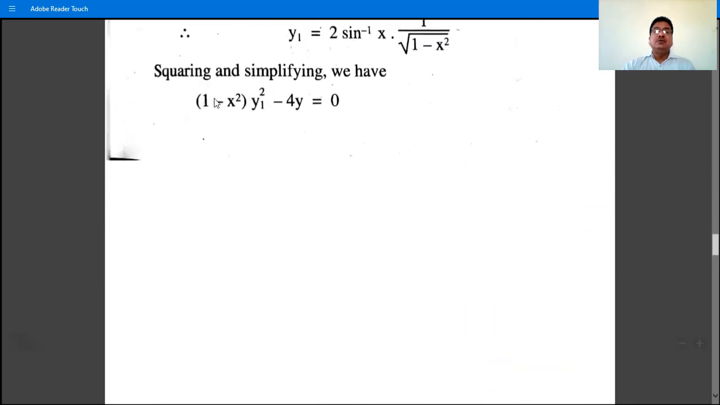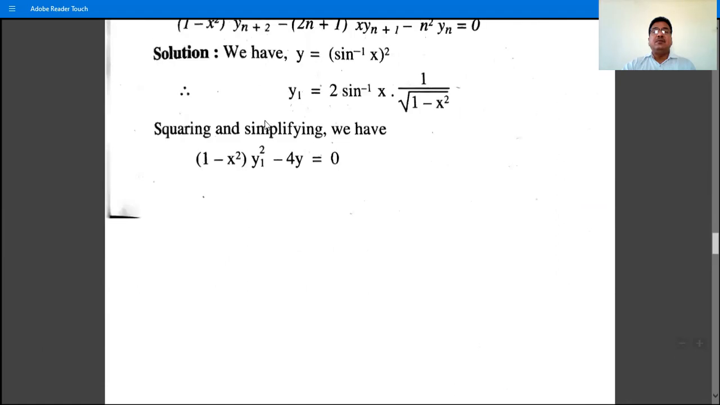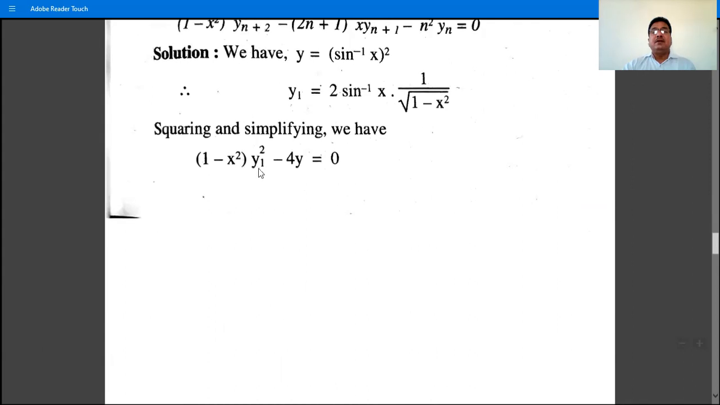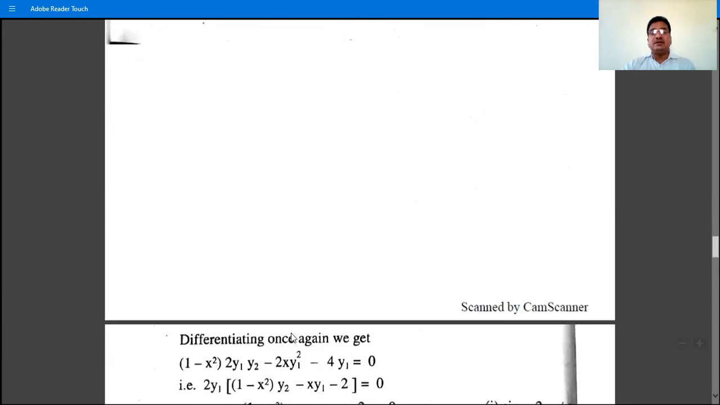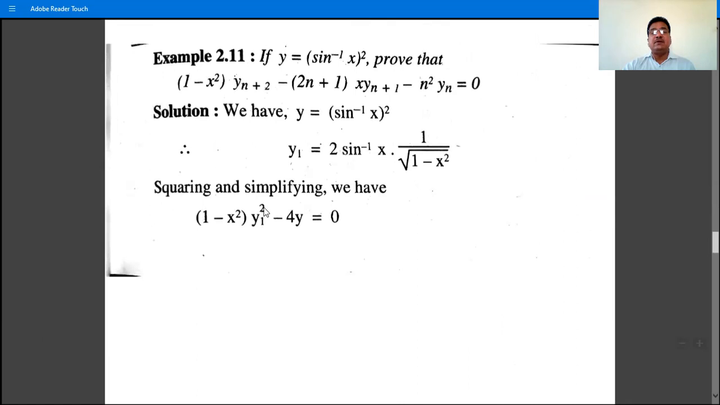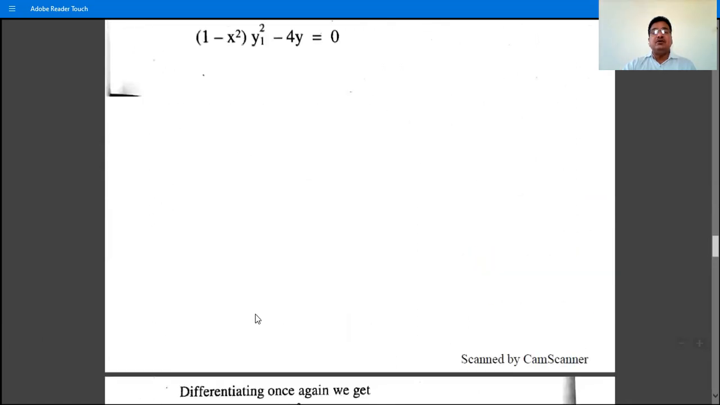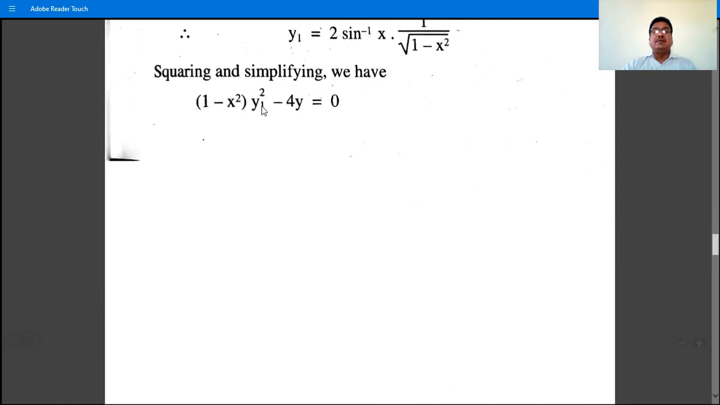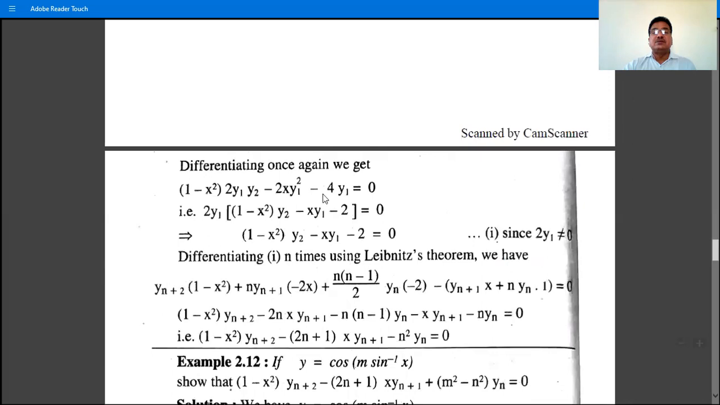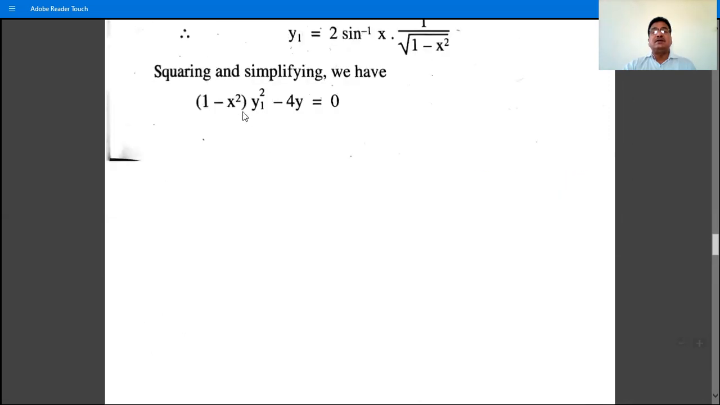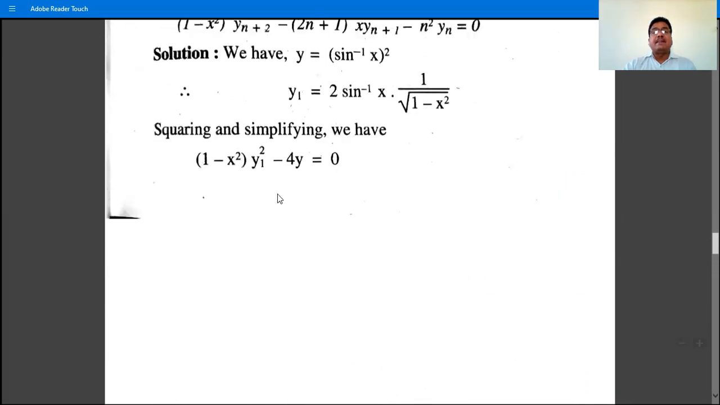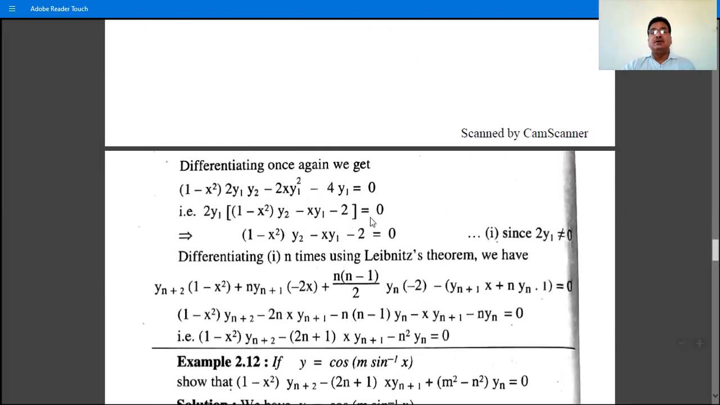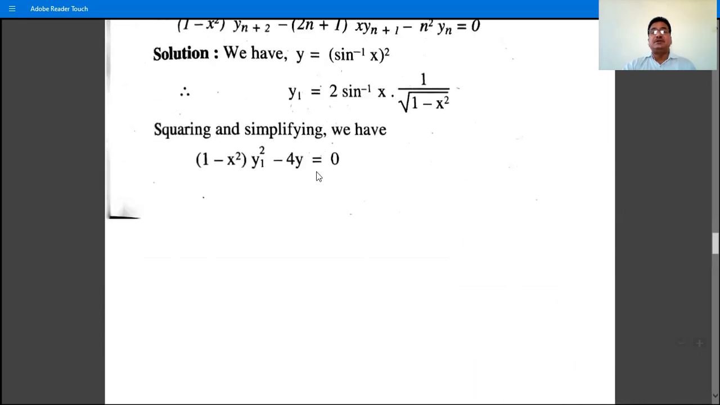So here is the u into v rule: 1 minus x square. The derivative of y1 square is what? 2y1 into the derivative of y1, which is y2. If it were x square, then the derivative would be just 2x, but it is not x square, it is y1 square, so the derivative is 2 y1 into y2, plus the y1 square term as it is, and the derivative of 1 minus x square is minus 2x. So minus 2x y1 square is the second term. And then minus 4 y1, since the derivative of y is y1, is equal to 0. So this is the derivative of this step.